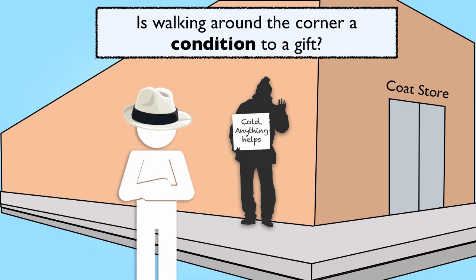Some would argue that walking around the corner is a condition to a gift, because in order for the coat to fit the tramp, he had to go to the store and try it on. By this line of argument, we can distinguish between detriments that are consideration and detriments that are conditions to gifts by asking whether the detriment is a necessary precondition to receiving the gift, analogous to someone saying, "Put out your hand so I can give you this money." Putting out the hand is a detriment, you're not legally required to do it, but it is what one has to do in order for someone else to hand you the money.